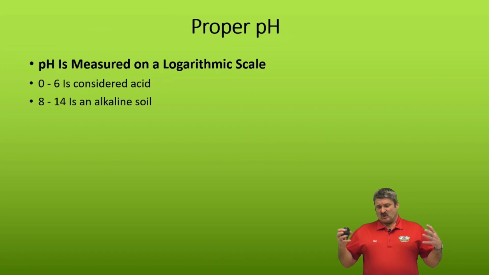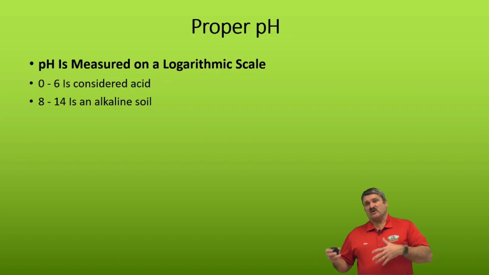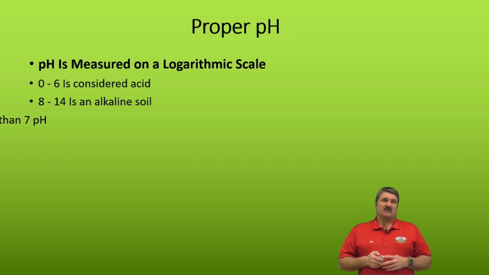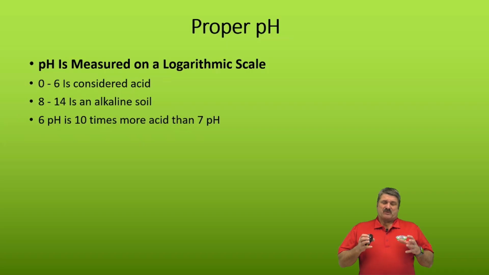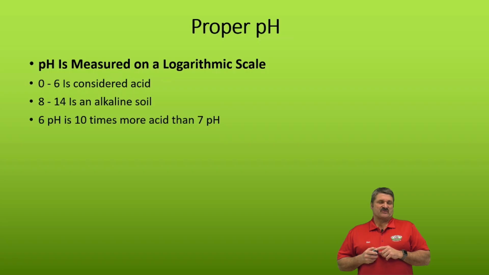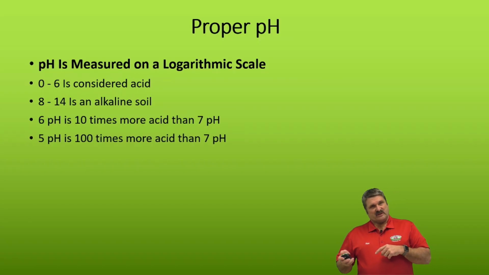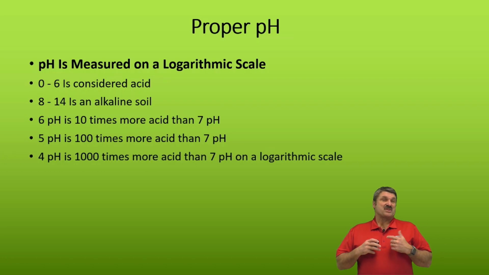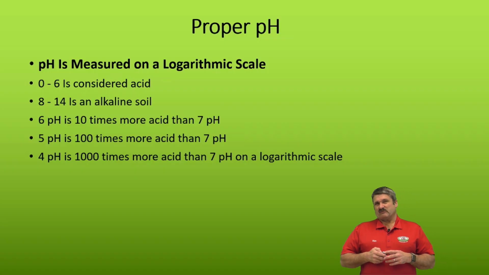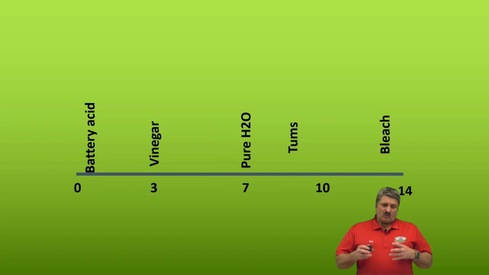But as we measure that pH, it's measured on a logarithmic scale. 0 to 6 is considered to be acid. 8 to 14 is considered alkaline. Of course, 7 is a neutral spot in the middle. So it's on a logarithmic scale. So we have to remember that a 6 pH is 10 times more acidic than a 7. A 5 pH is 100 times more acidic than a 7. And a 4 pH is 1,000 times more acidic than a pH of 7. So from a perspective of looking at things, we have to keep that in mind.